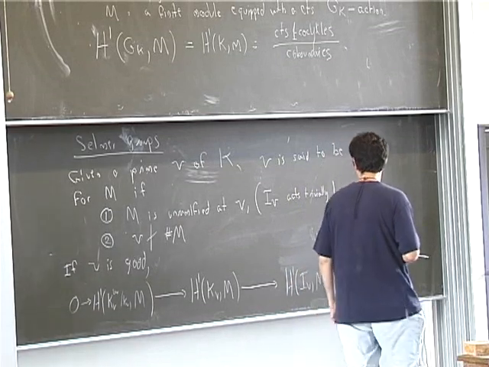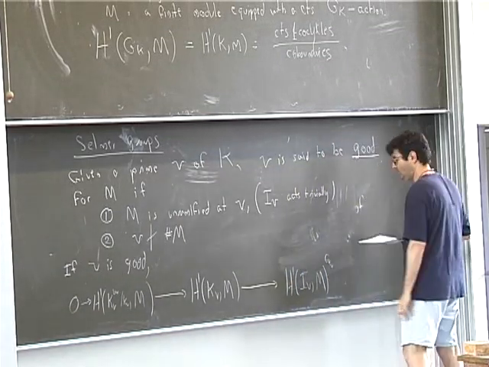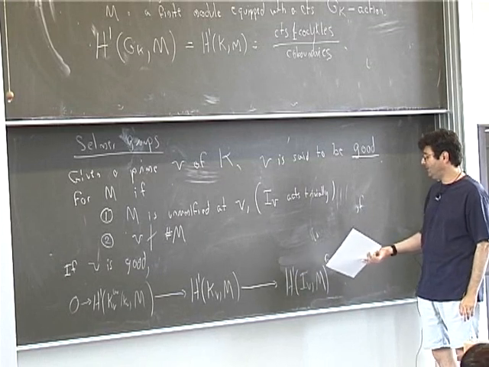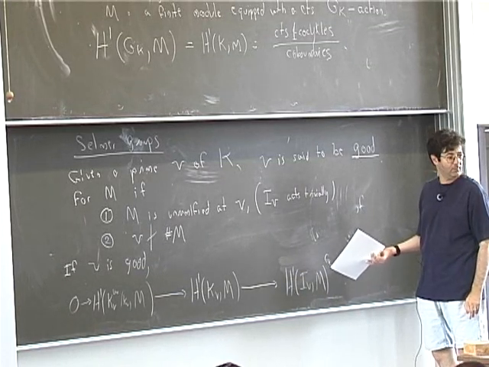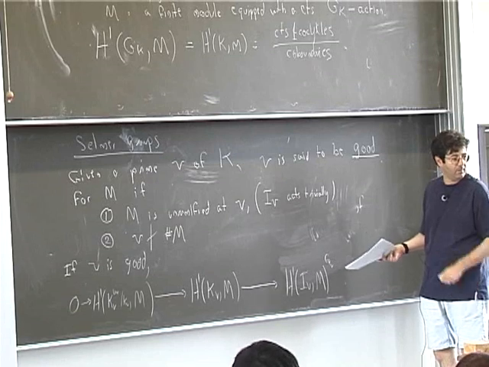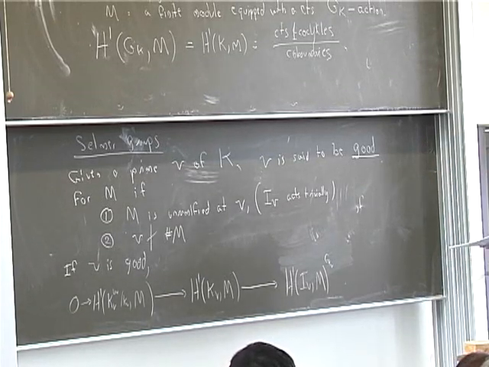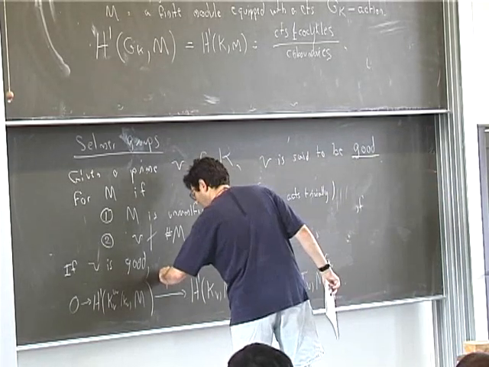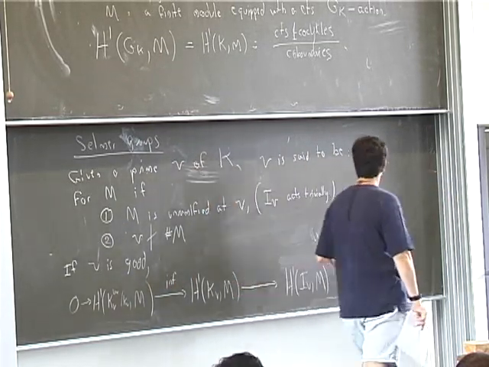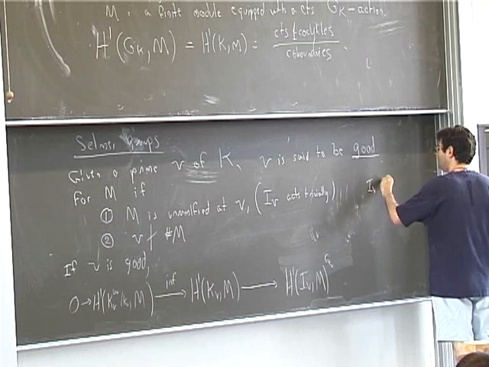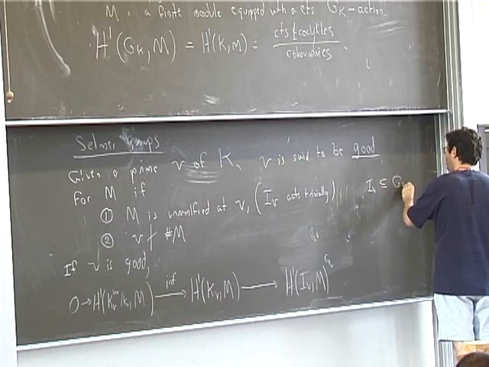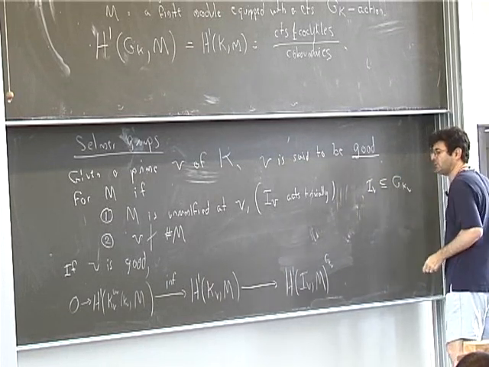Yes, I mean, you could certainly do that. You could also say that. IV operates trivially there, so it's the same thing, right? Okay, so this is just the inflation-restriction exact sequence applied to the subgroup IV contained in the absolute Galois group of KV. So you take inflation-restriction, you get that.